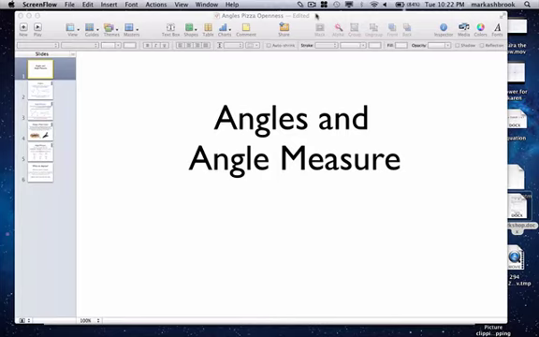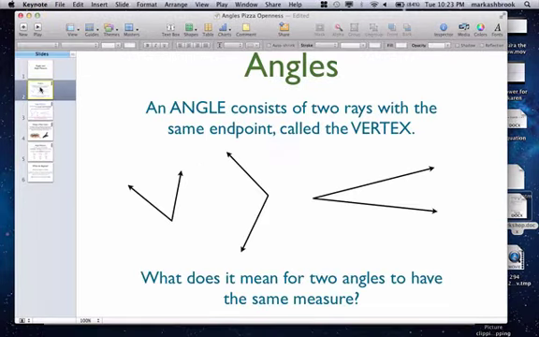Okay, I wanted to make a quick review of Tuesday's class, to help you answer the reflection questions that are due Thursday. We started out just introducing angles, and we defined what an angle is, and then we asked the question, what does it mean for two angles to have the same measure? And that was actually the first question on the worksheet, number 1.